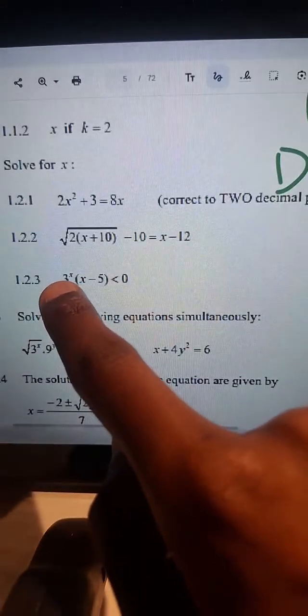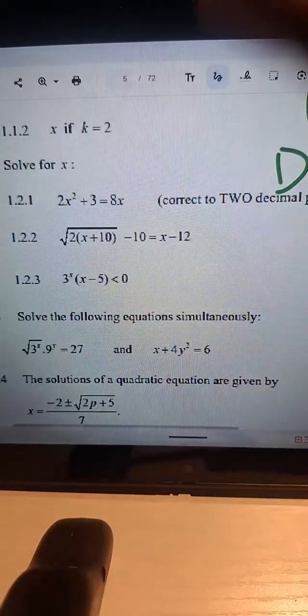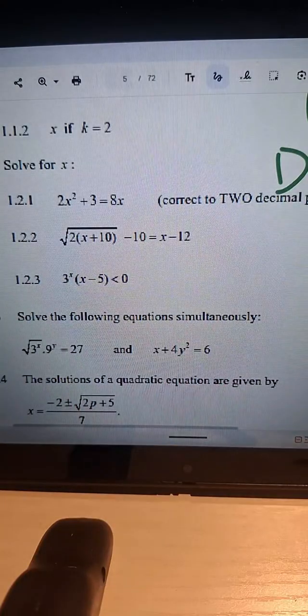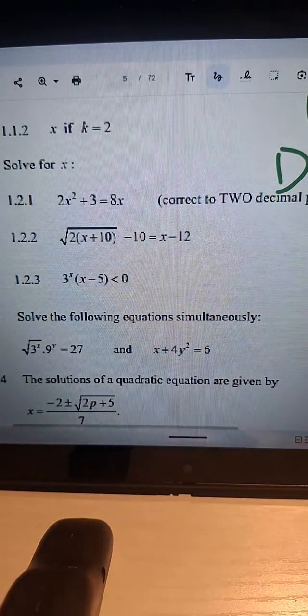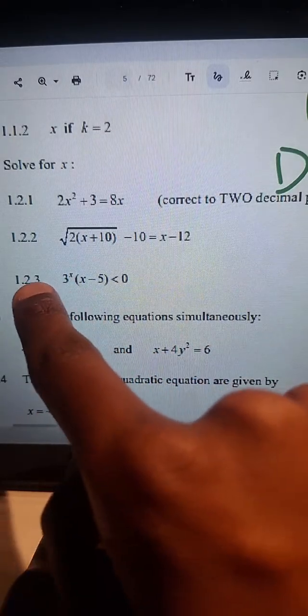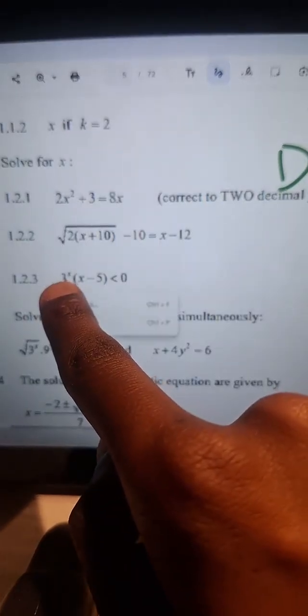Because if you look at this exponential 3 to the power x, it's the type of exponential where the a value is greater than 0, which means it will always be found above the asymptote. Which asymptote will be 0? The x-axis. So the function is never going to be negative. It's always going to be positive for all values of x. That's 3 to the power x.